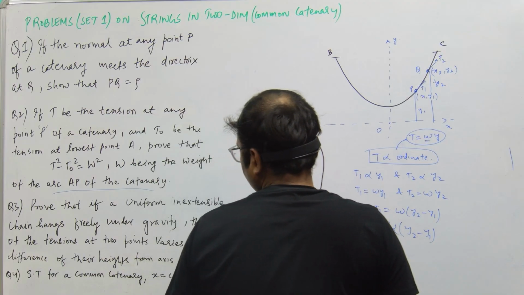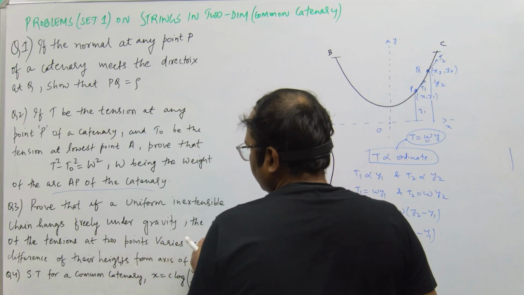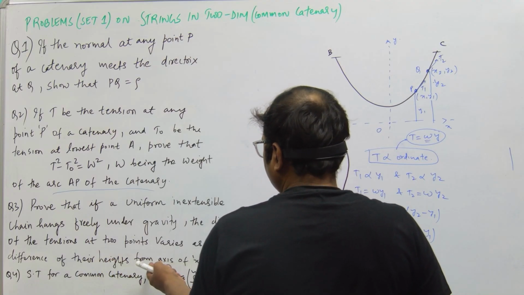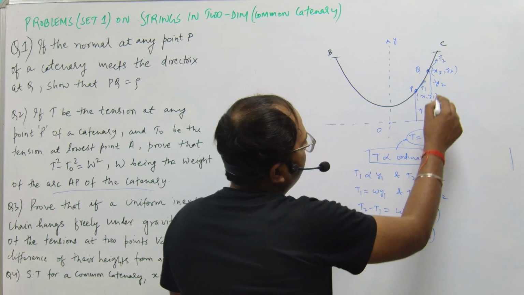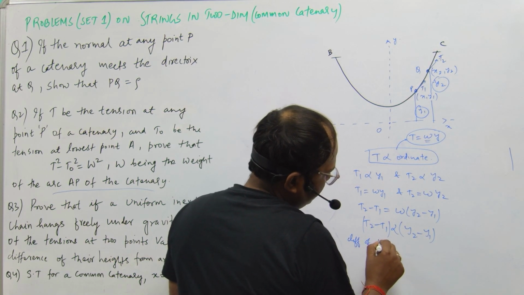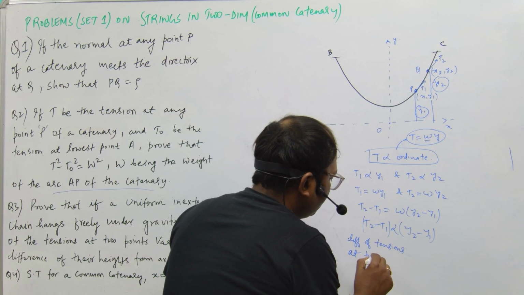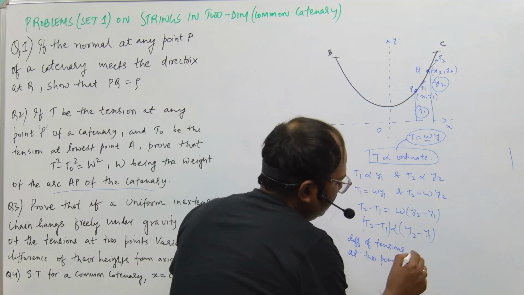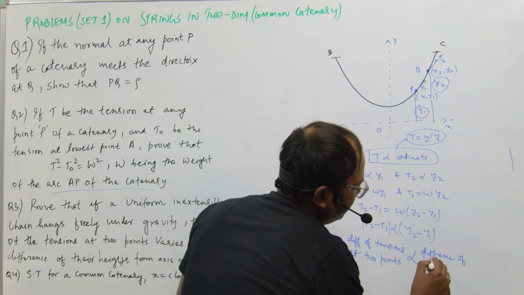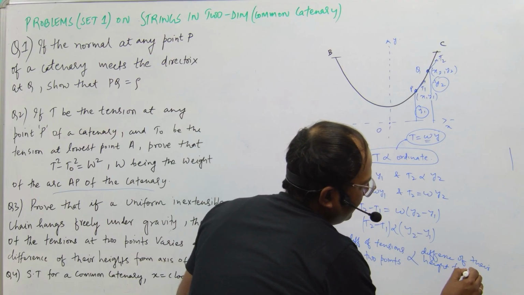So what is given in the question? Prove that if a uniform inextensible chain hangs freely under gravity, the difference of the tensions at two points varies as the difference of their heights from the axis of x. These are the heights from the axis of x. So the difference of tensions at two points varies as the difference of their heights from the axis of x.